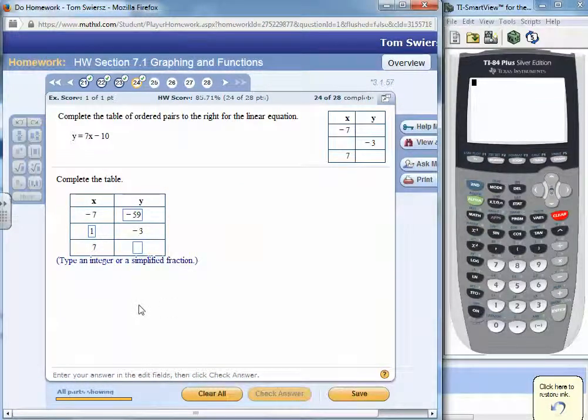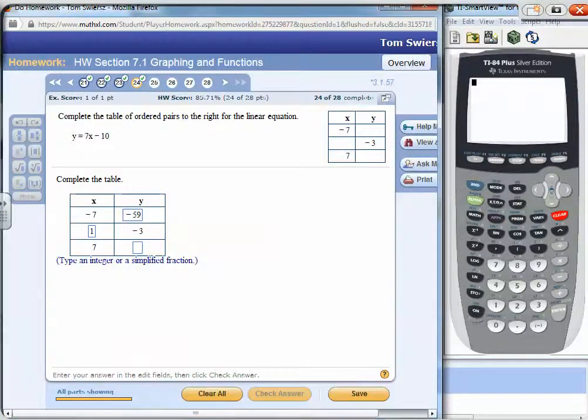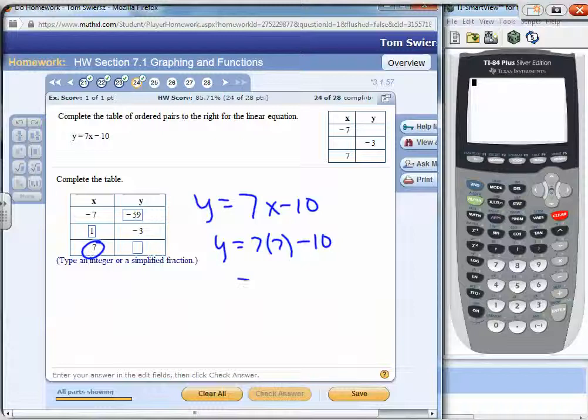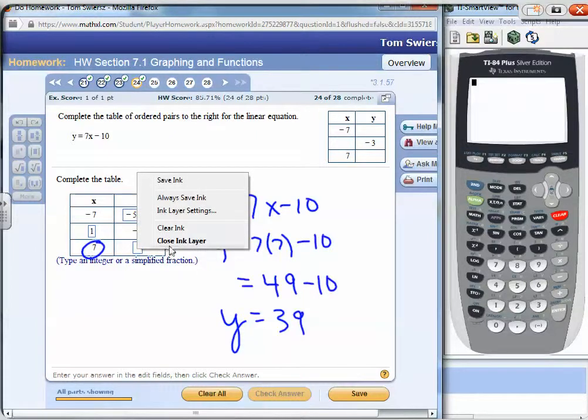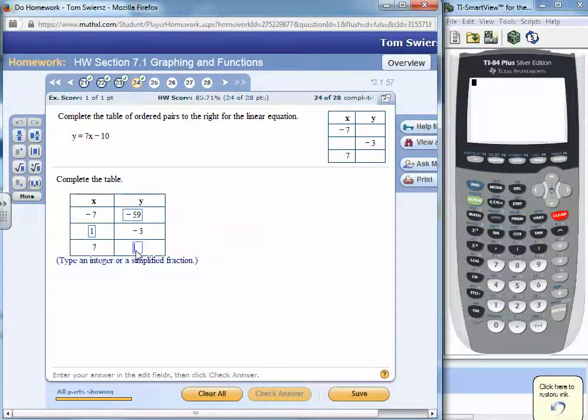And finally, when x is 7, so we get what? y equals 7x minus 10. x is 7 now. So y equals 7 times 7 minus 10. 7 times 7 is 49 minus 10 is equal to 39, right? 49 minus 10 is 39. So again, we substituted in x is 7, and we got our y value by our algebra steps or our arithmetic. You get 39.